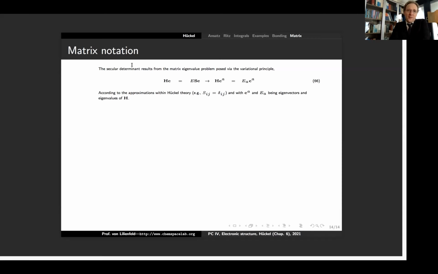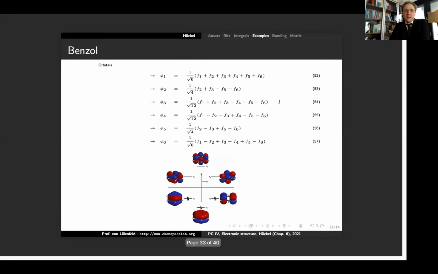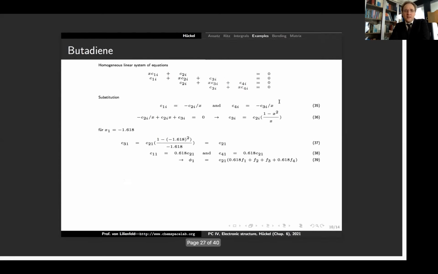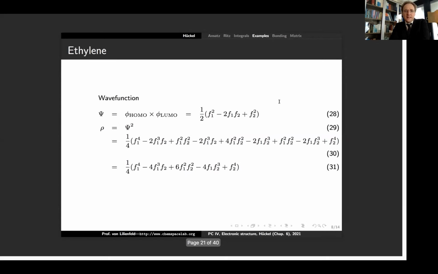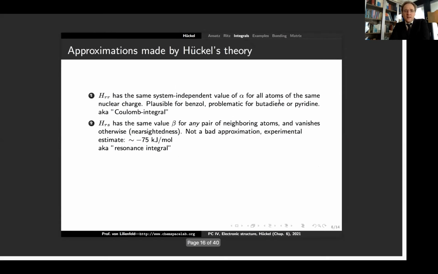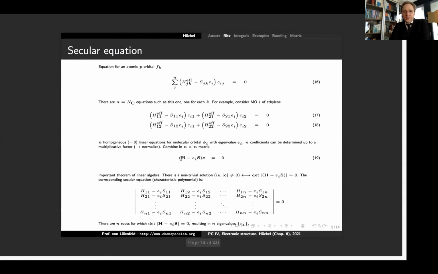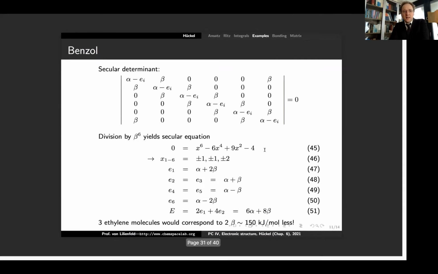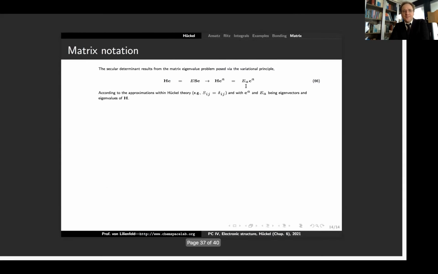So the secular determinant really results from this matrix eigenvalue problem here, right? And this equation here, I hope you see this, is identical with this, right? You basically factor out your C, and then you put the E as C on the right-hand side, and then you have that expression, right?